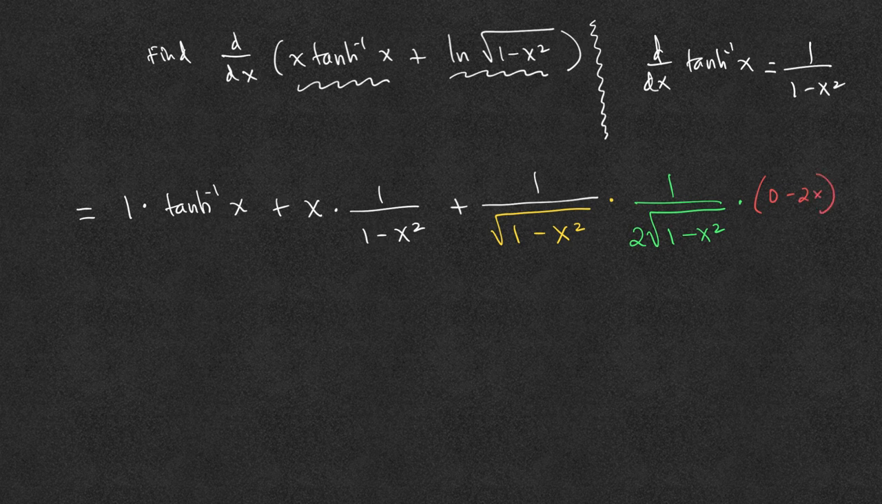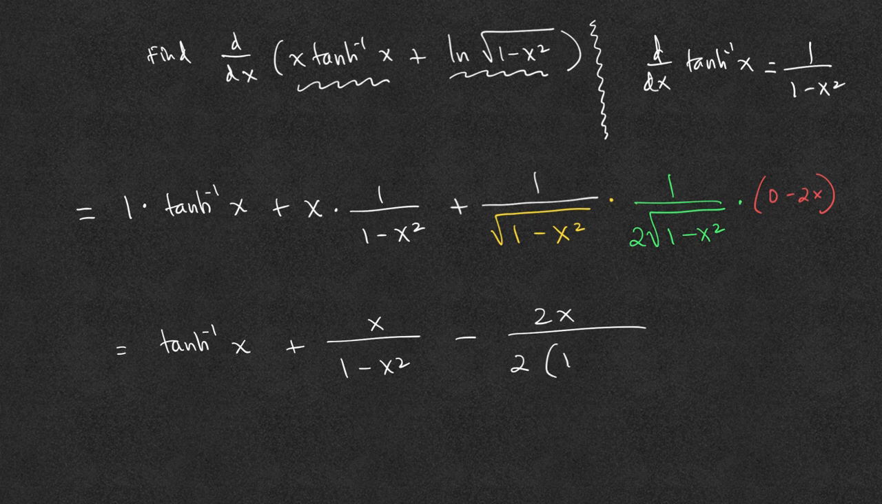And then we clean this up. This is the hyperbolic inverse tangent of x plus x over 1 minus x squared minus 2x over 2, and the square root times the square root, we end up with 1 minus x squared. The 2 and the 2 cancel out, but we end up with x over 1 minus x squared minus x over 1 minus x squared, and so these two terms cancel out, and it gives us back the hyperbolic tangent inverse of x, and this is the answer.